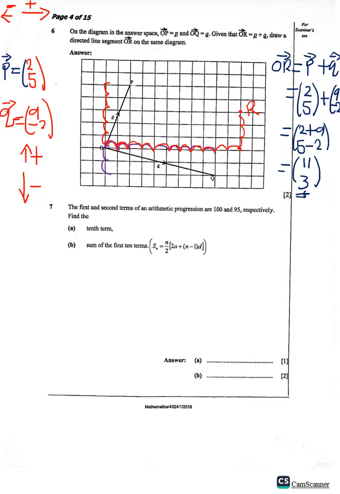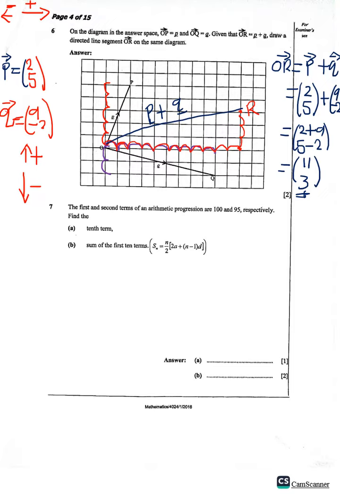So now we can draw a straight line segment. You should use a ruler. So this is our P plus Q. So this is how we can answer a problem like this one. Now let's move on to question 7.